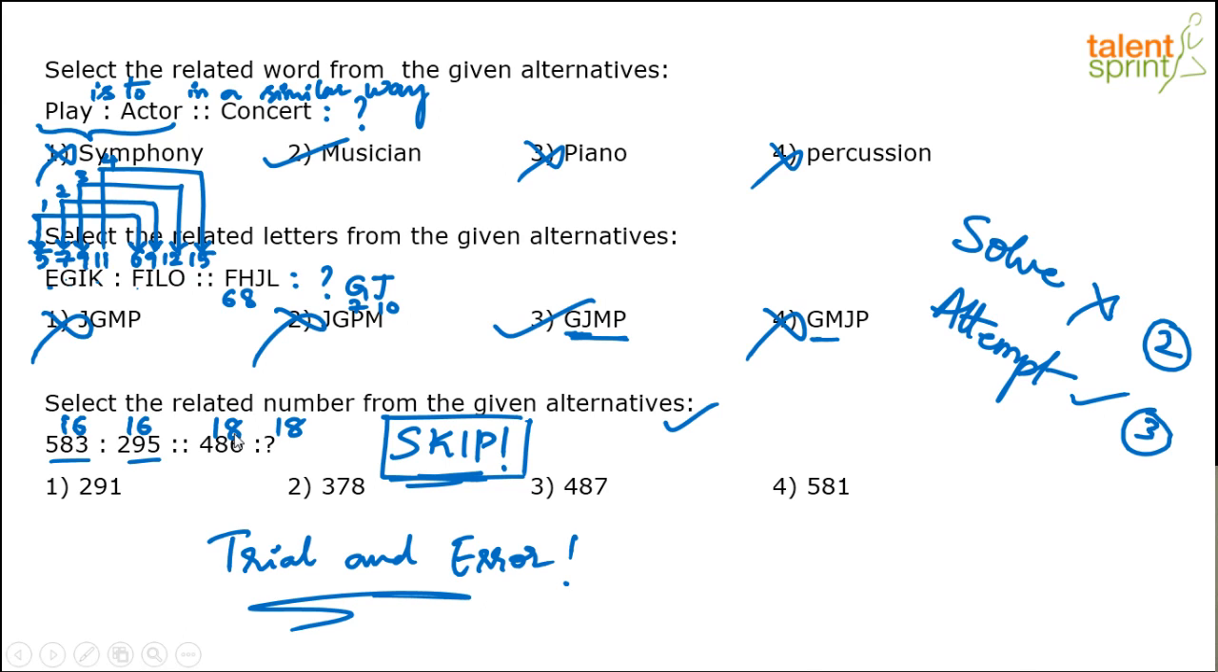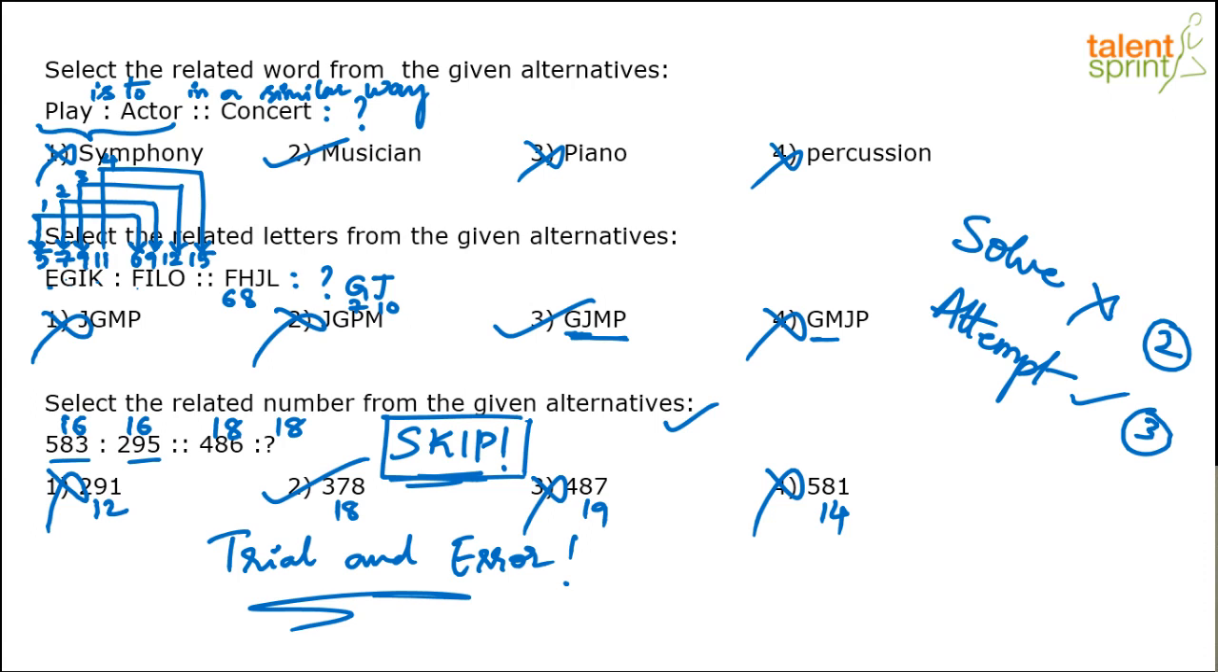Just verify from the options. So 291: 2 plus 9, 11, plus 1, 12, eliminated, because we are looking for 18 as a sum. 378: 3 plus 7, 10, 10 plus 8, 18. So looks like this is the correct answer. We'll be in trouble if there is one more option which gives you the total as 18. If there is, then it means that our logic is incorrect. If there's only one option, then maybe you can just mark that as the answer. So let's verify the other options as well. 4 plus 8 plus 7 is 12 plus 7, 19, eliminated. 5 plus 8 plus 1 is 14, eliminated. So the only option which gives you the sum of the digits as 18 is 378. So option 2 is the answer.